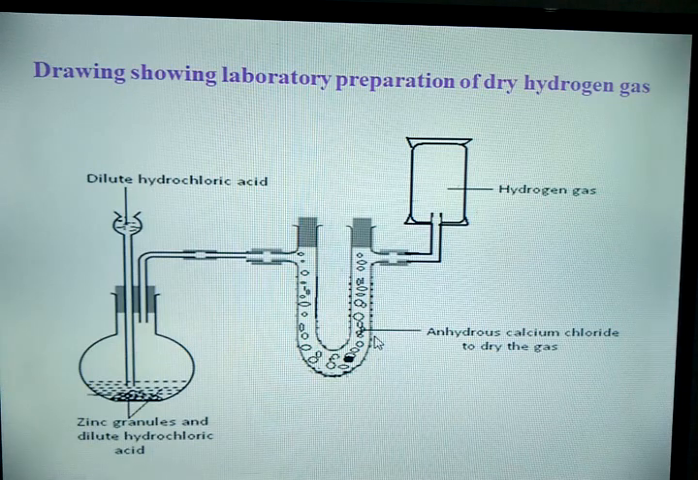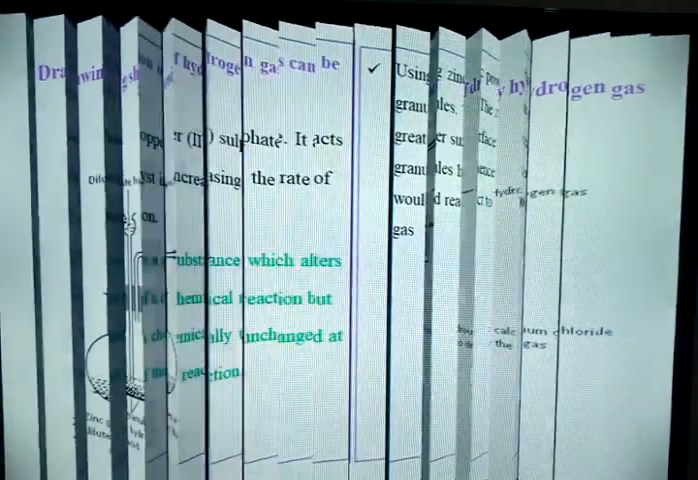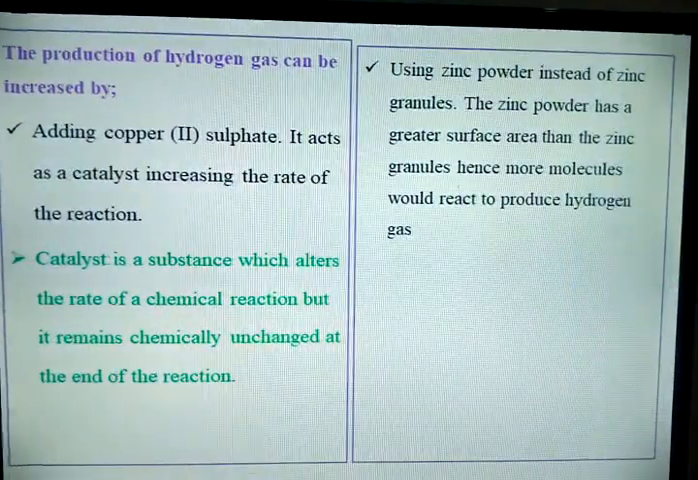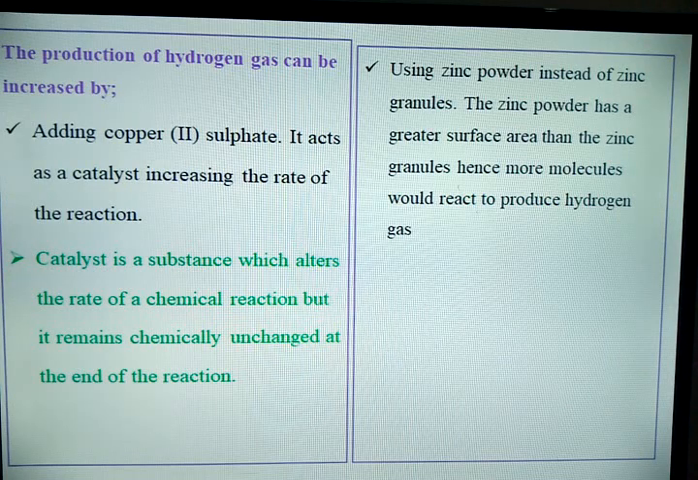With the drawing, make sure that what you draw, you can use it to come up with a description like I've described above. That's simply how we can prepare a dry sample of hydrogen. However, the reaction might be slow, and there are ways through which we can increase the speed of this reaction.